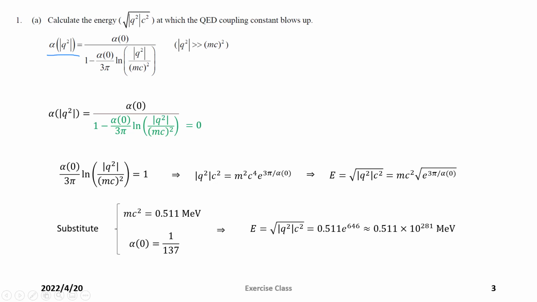After that, you can see that the energy is about 10 to the 281 MeV, which is absolutely not accessible by any colliders on Earth. So experimentally, we don't have to worry about the breakdown of QED. At such high energy, we don't even know whether QED is still valid or not, so we don't have to worry about this.